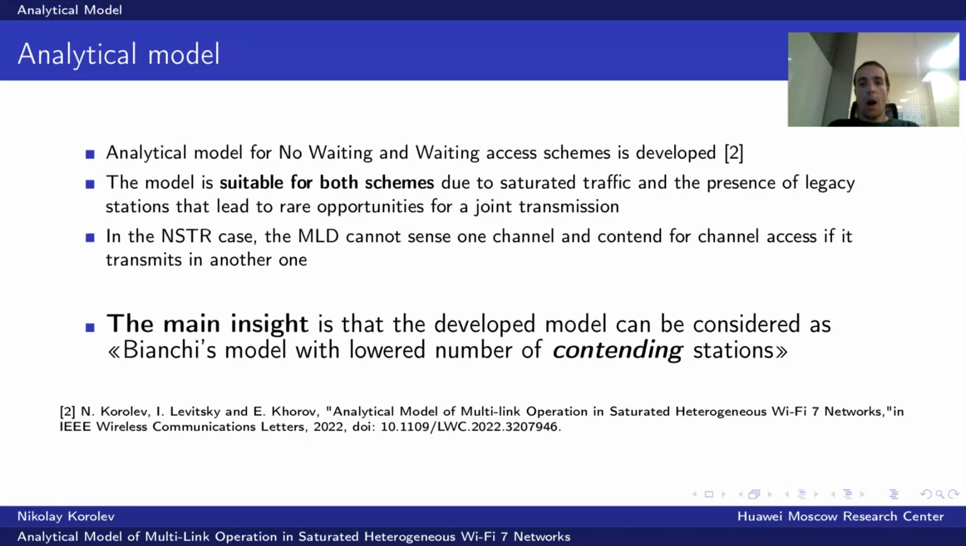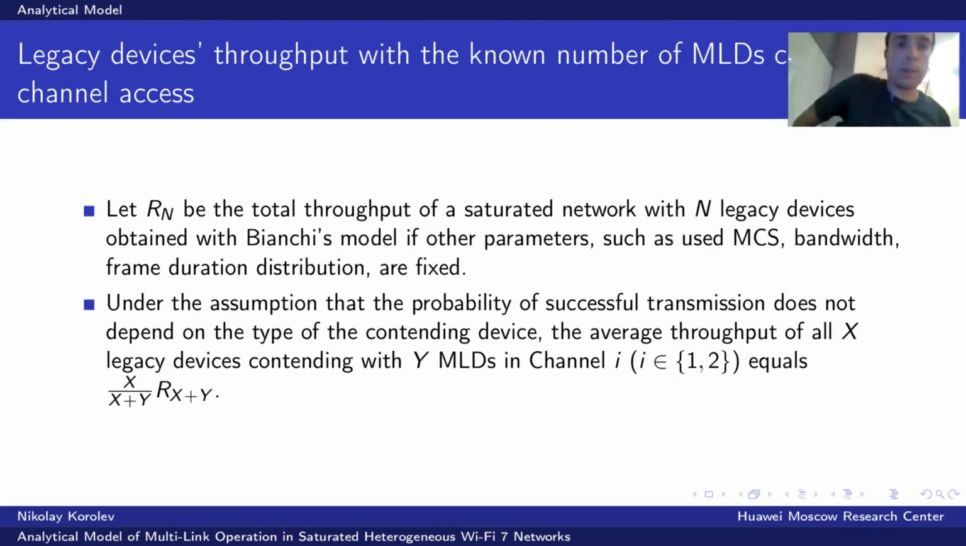Okay, now I will start to explain the model in more details. Let us start with some definitions. The first definition we introduce is Rn, which is the total throughput of a saturated network of n legacy stations obtained from Bianchi's model, given that we fix all other parameters such as MCS used, bandwidth, frame duration distribution, and other parameters. Here we introduce the assumption that the probability of successful transmission during contention doesn't depend on the type of the contending device, whether it is a legacy one or an MLD one.